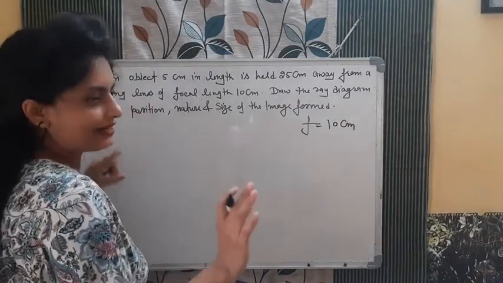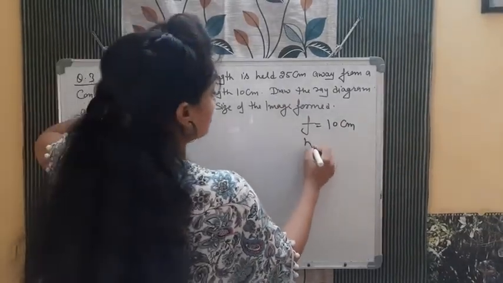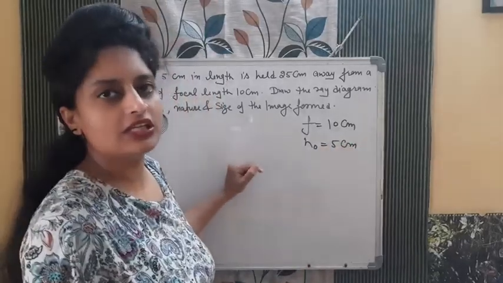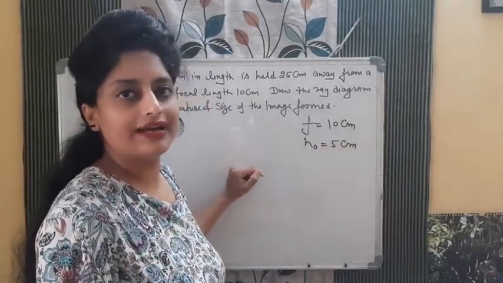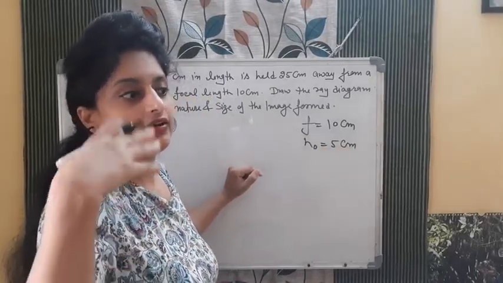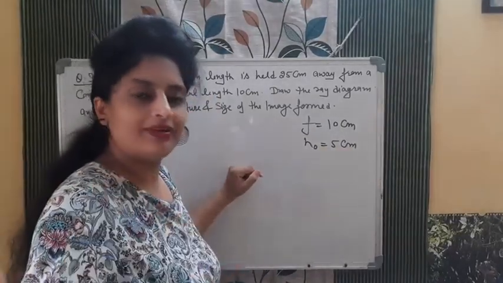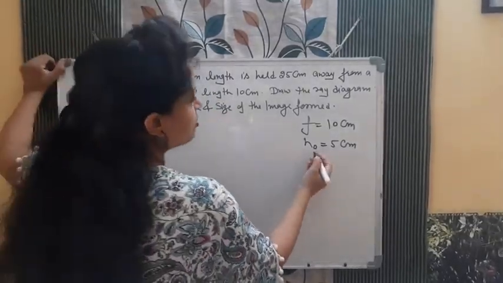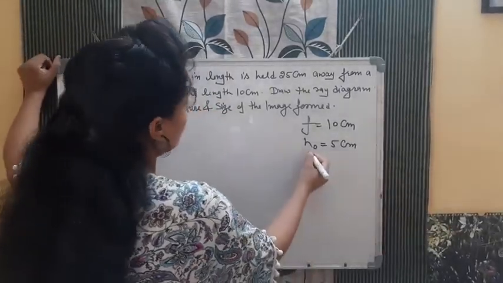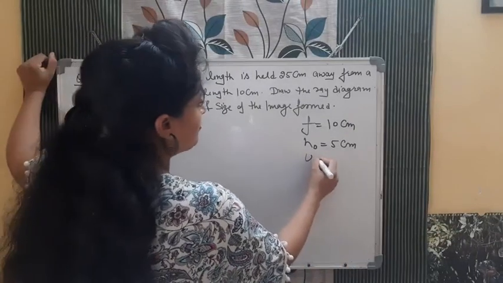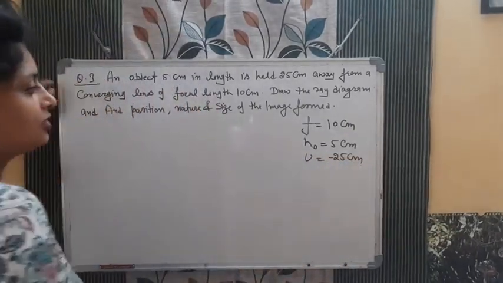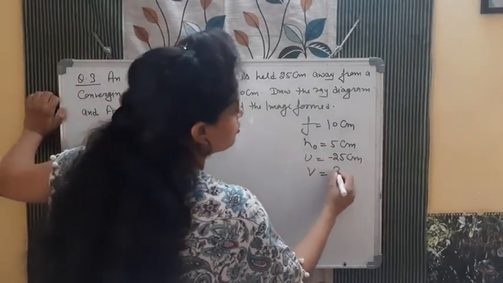Whatever is given, write down that first. Height of object 5 centimeter. In the last question we did not have the height of object, so we just compared with the height of object that if it is HO, so what will be HI? We were comparing that. Now it is given to us, so we can calculate HI, height of image. Now U is given minus 25 centimeter. We need to find all other things. So firstly, we need to calculate V also with the lens formula.